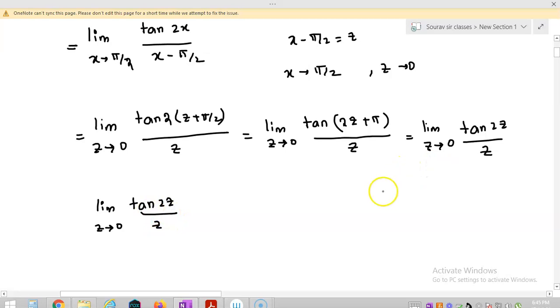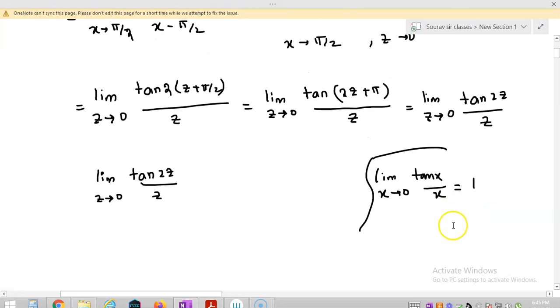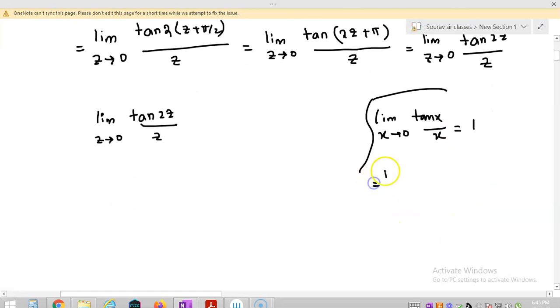First of all, observe that limit x tends to 0 tan x by x is equal to 1. Why? Let me show you how. I can write limit x tends to 0, tan x as sin x by cos x. So it is limit sin x by x into limit x tends to 0, 1 by cos x, right students? So sin x by x is equal to 1 and cos x, limit x tends to 0, cos x is 1. So it is 1 into 1, so it will be 1, right students?